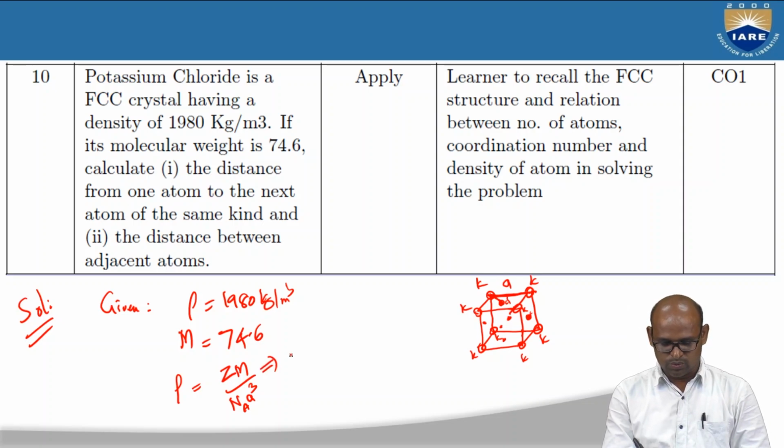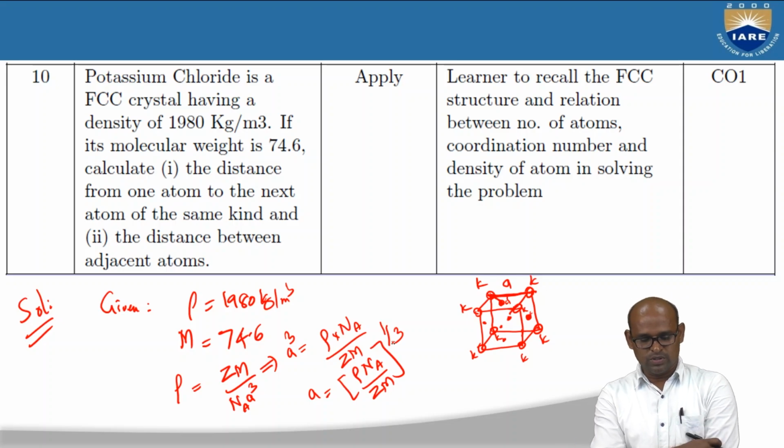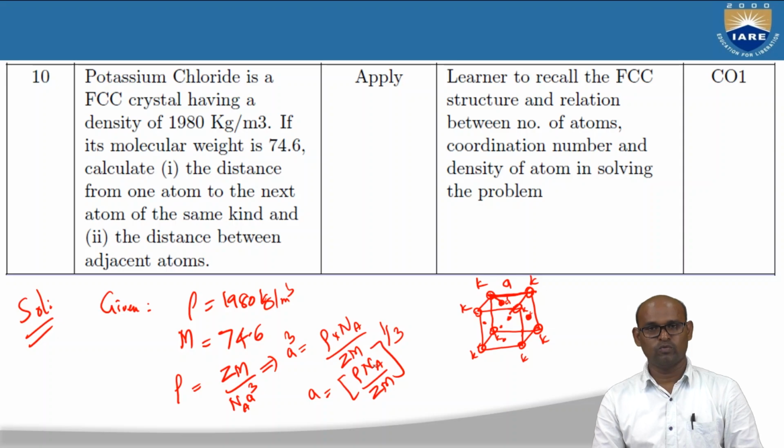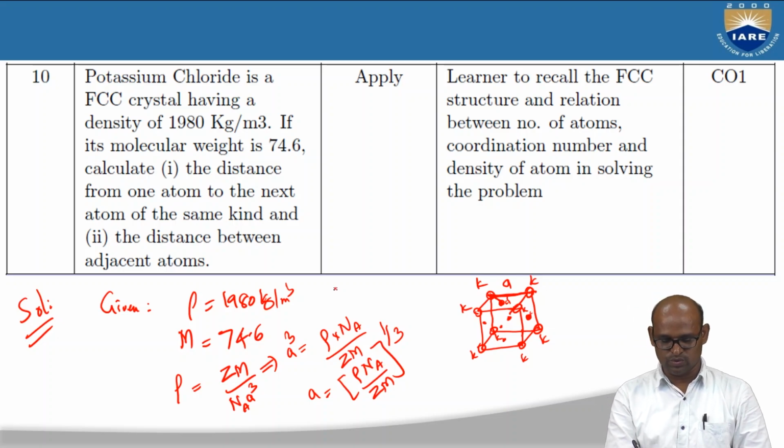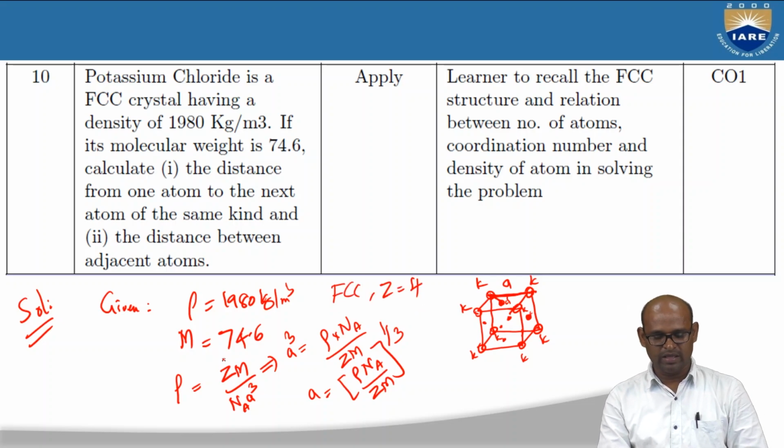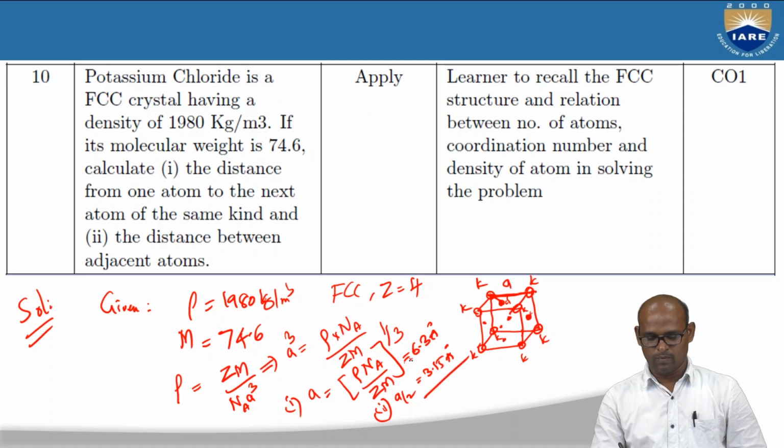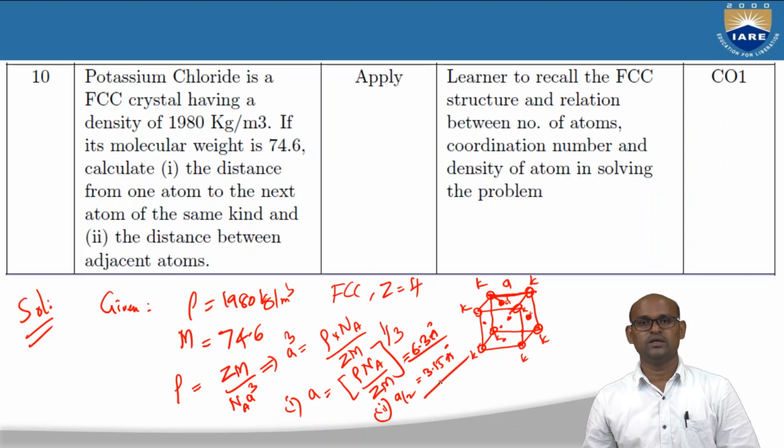From this formula we need to know A. So A cube will be rho into Na, where Na is Avogadro number, divided by Z into M. So A will be, rho into Na divided by Z into M, whole power 1/3. Substituting all the values: rho is 1980, Na, Avogadro number, is 6.023 into 10 power 26, Z is 4 since it is an FCC crystal, and molecular weight is 74.6. Substituting in this formula, we find A as 6.3 angstroms, and A by 2 is 3.15 angstroms. So the distance between the atoms of the same kind is 6.3 angstroms and the distance between the adjacent atoms is 3.15 angstroms, because this is a face-centered cubic crystal structure.